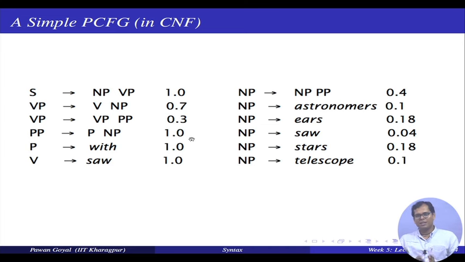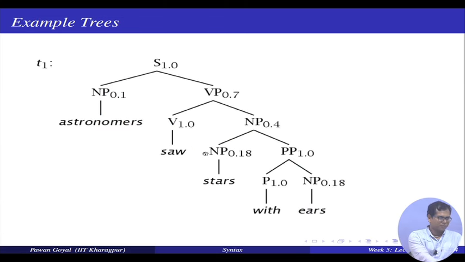Now how does it help? It helps in that I can now assign probabilities to each individual parse tree. So suppose this is one parse tree for the sentence "astronomers saw stars with years." How do I find the probability of this parse tree? This is the parse. So I know S gives me NP and VP. This is the first rule that I am applying. As per my PCFG, the probability of this rule is 1. S giving NP VP is 1. So I have this 1 here.